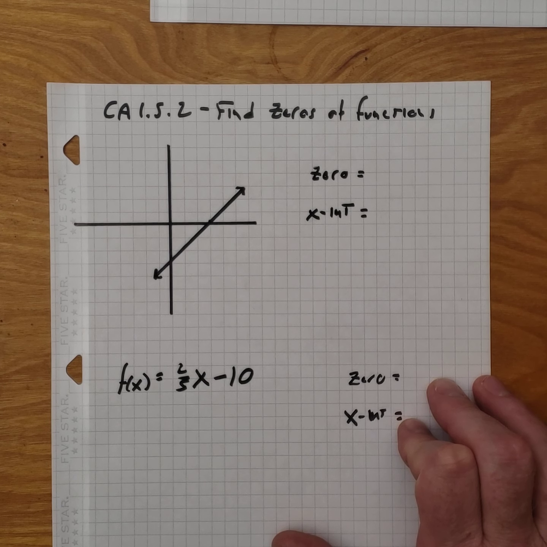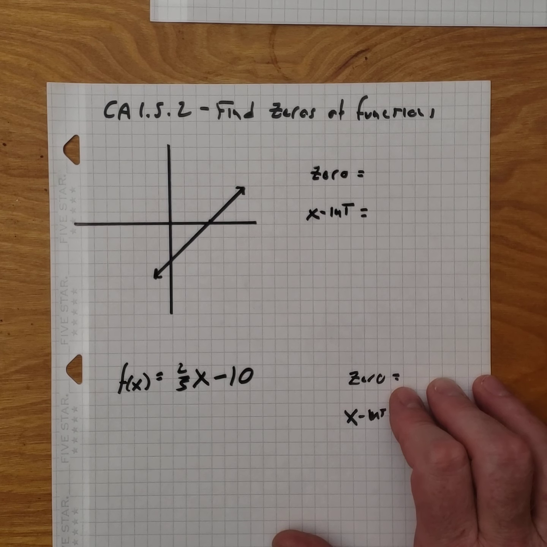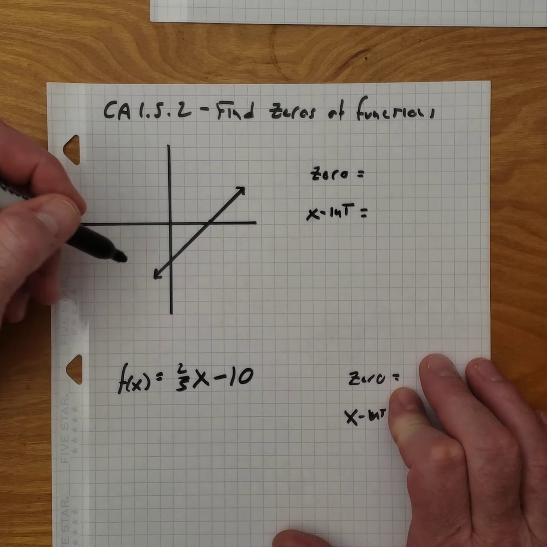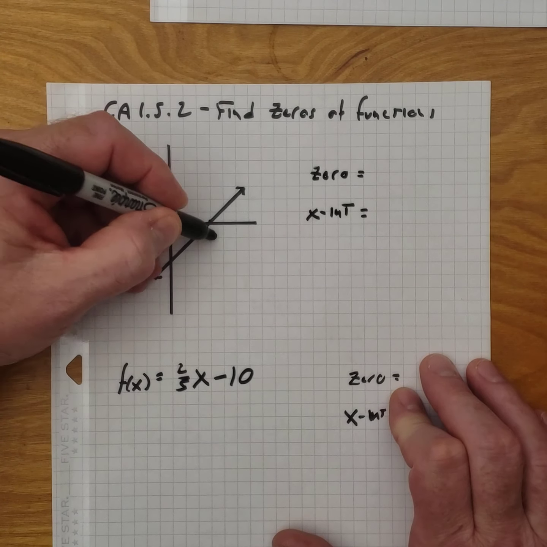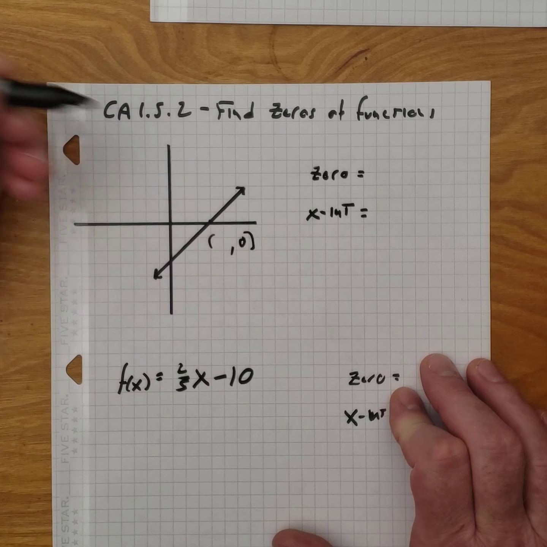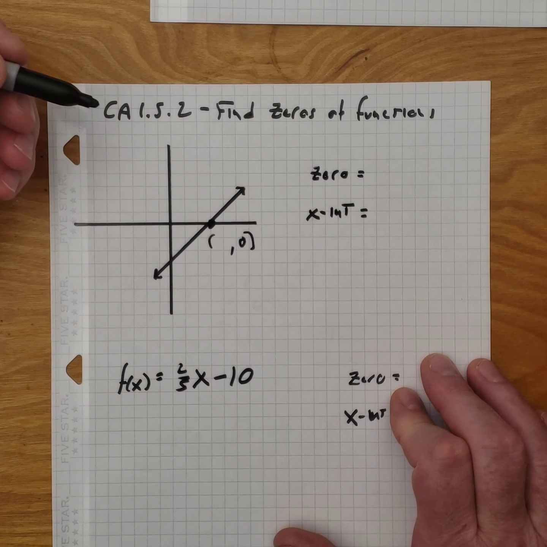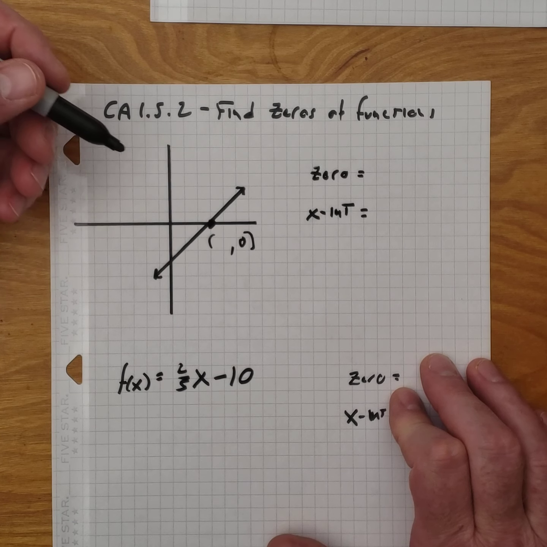Well, a zero is a number that you would put into a function to get zero out. And when you're looking at a graph, that would represent the point that has a y coordinate of 0, right? What number would you put in to get a 0 out? That's going to be a y coordinate of 0, and that's going to be your x-intercept. Okay, so the zero of a function and your x-intercept are very, very closely related.